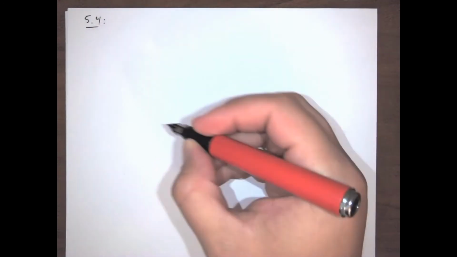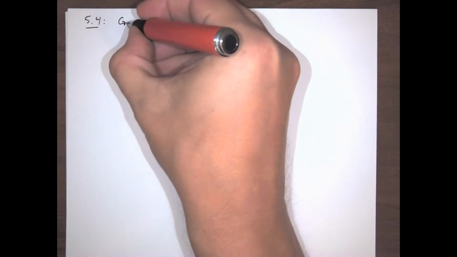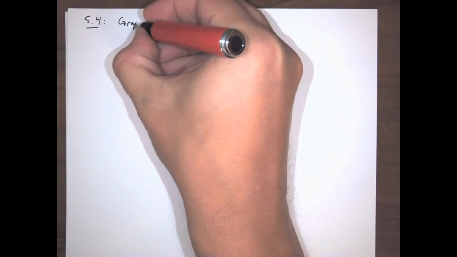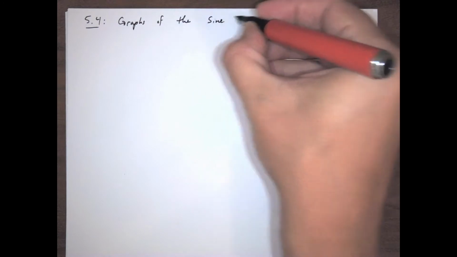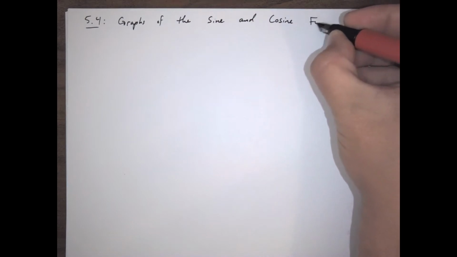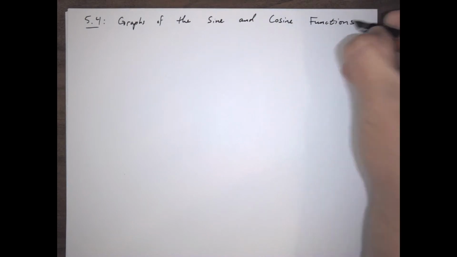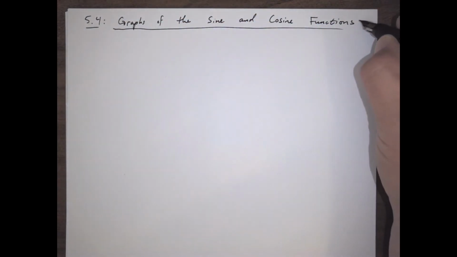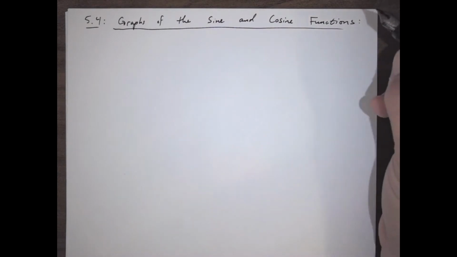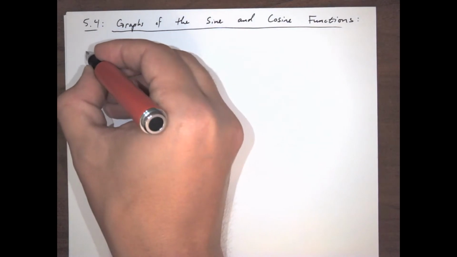What we will be talking about today is section 5.4, in which we will be exploring the graphs of the sine and cosine functions. Alright, so the basic idea here is that sine and cosine just happen to be two functions, and functions can be graphed. And the setup is just going to be this.